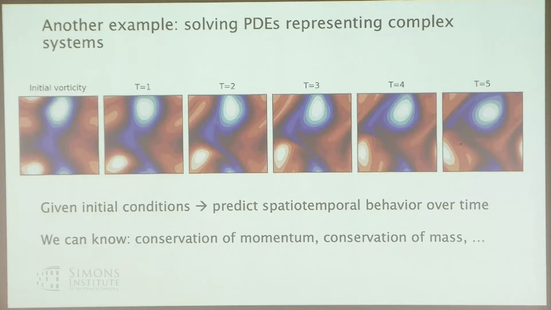So here's another example of how that can work. If you're solving PDEs that are representing complex systems, the physical world, the whole world can be represented using partial differential equations. Suppose you have some initial condition here, and the goal would be that given that initial condition, predict the spatiotemporal behavior over time of the system. And often, some of this spatial behavior is governed by certain types of conservation laws, like conservation of momentum or conservation of mass or other information that we might implicitly know about the system.